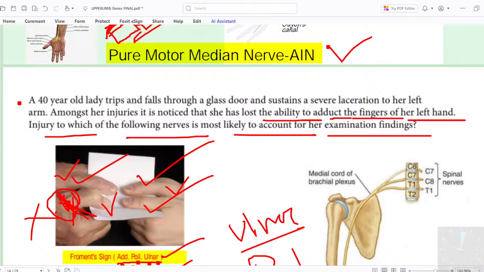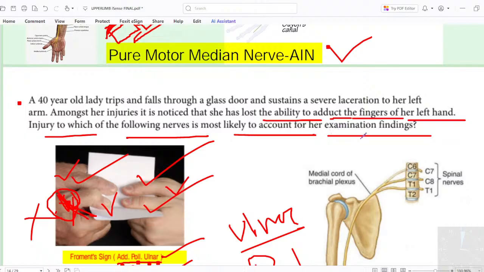A 40-year-old lady trips and falls through a glass door and sustains a severe laceration to her left arm. Amongst her injuries, it is noticed that she has lost the ability to adduct the thumb and a finger of her left hand. Injury to which of the following nerves is most likely to account for her examination findings?